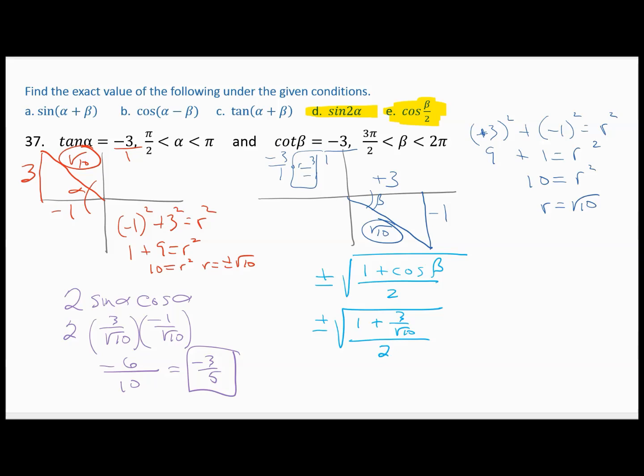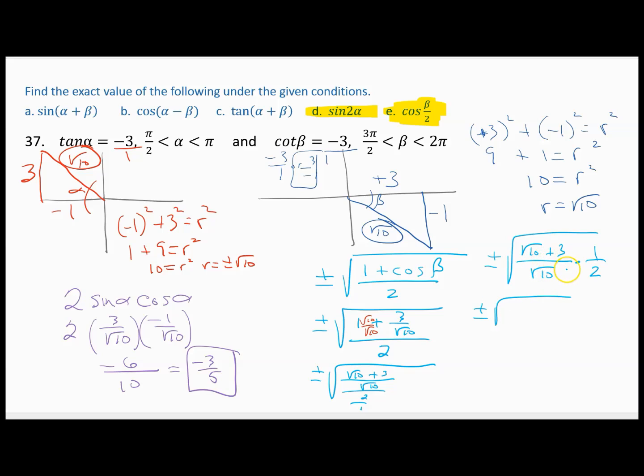We need a common denominator to be able to combine these together. So I'm going to multiply this guy by the square root of 10 over the square root of 10. Okay. And that's going to give me plus or minus the square root. This is going to be the square root of 10 plus 3 over the square root of 10, all divided by 2 over 1. Invert and multiply. So I'm going to come up here and continue, plus or minus the square root. So this is going to be the square root of 10 plus 3 over the square root of 10 times 1/2.